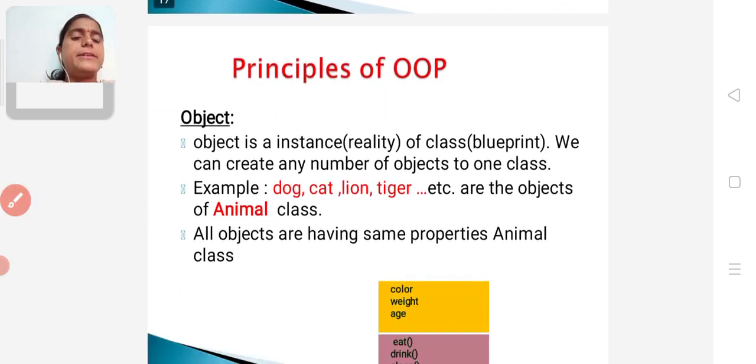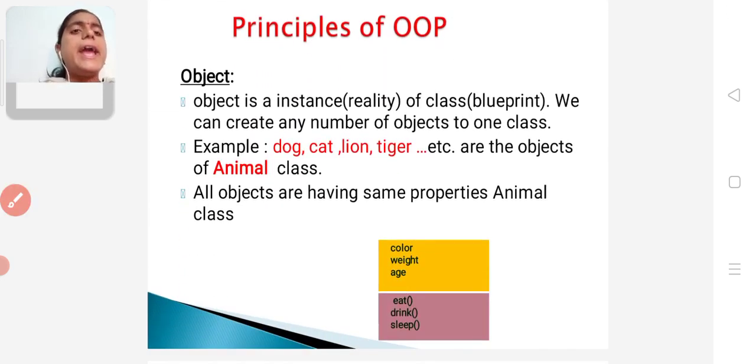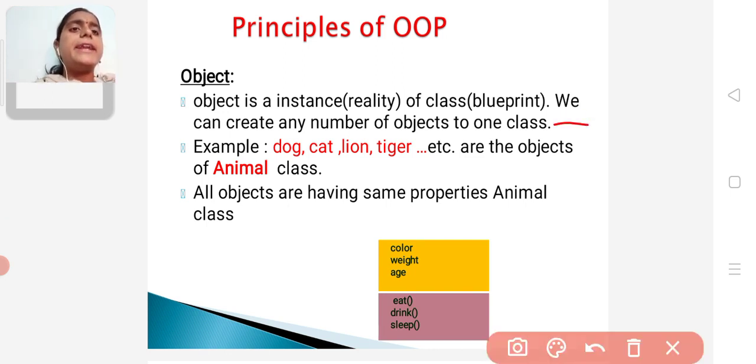And next, what is an object? An object is an instance of a class. Simply, an object is an instance of a class, meaning an object exists physically. We can create any number of objects for one class. Here the class is a blueprint, right, and an object is a real world entity. Suppose we take one example.